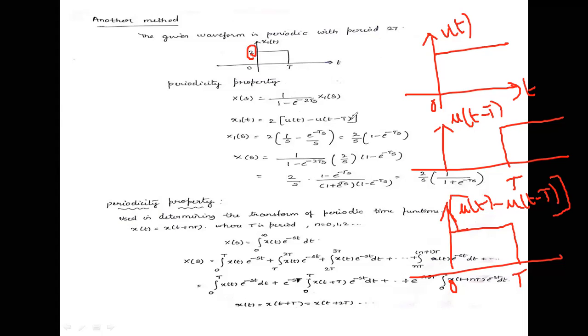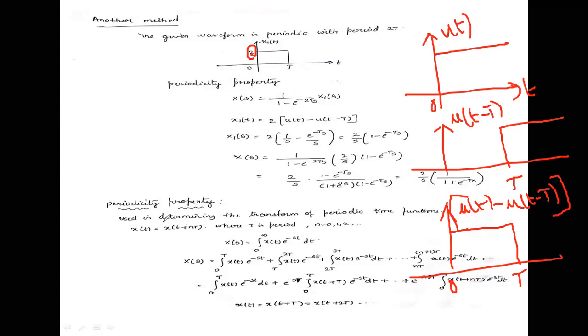1 by s, and it is shifted with t samples, e power minus t into s. Simplify this one, we'll get 2 by s into 1 by 1 plus e power minus s into t. The periodicity property you are applying here. What is the periodicity property?